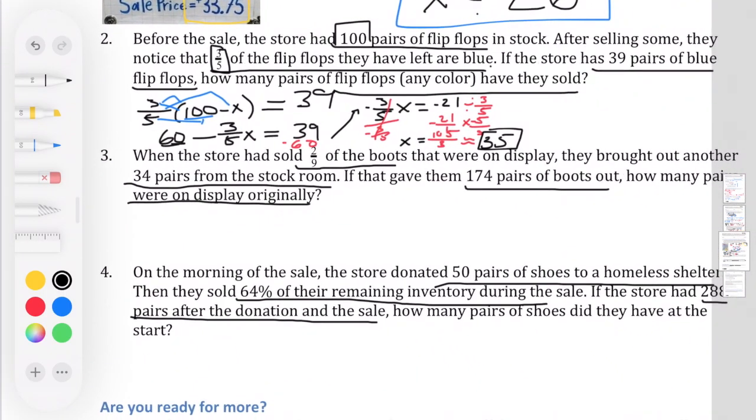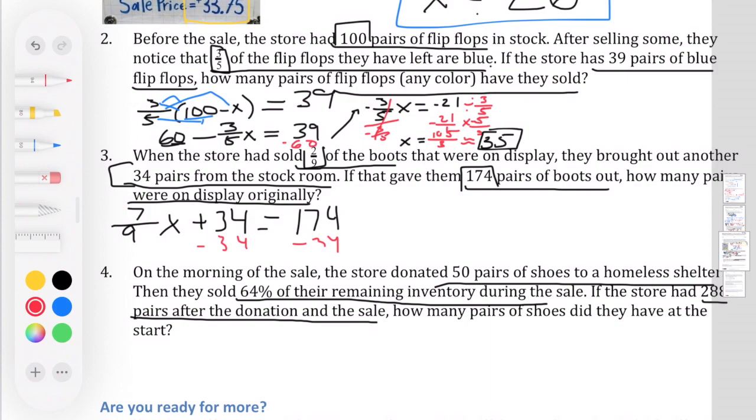Number 3, we have 7/9, because we take our 7/9 from right there. So 7/9 x. We're going to add the 34 from the back, or the stock room. And then we're going to set that to 174. And first things first, we're going to subtract the 34 from both sides. We're able to do that because there's no parentheses. I'm going to bring that up. So I'm going to have 7/9 x is equal to 140.